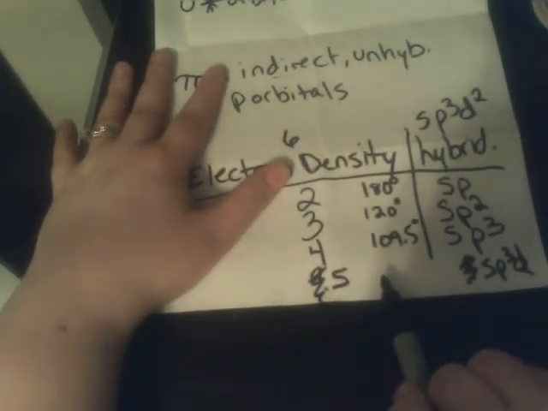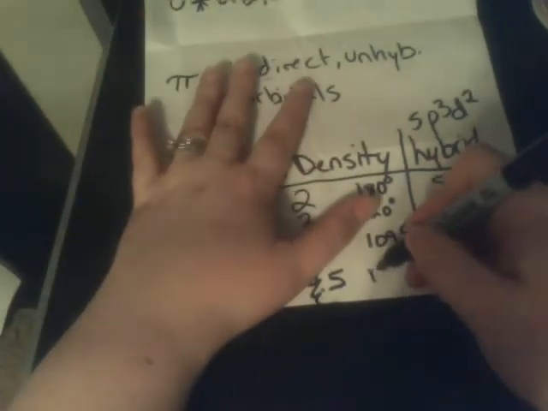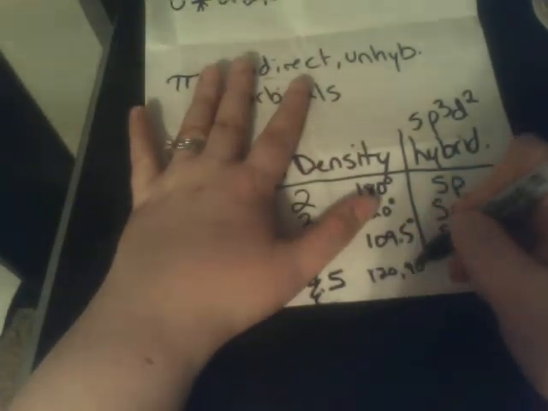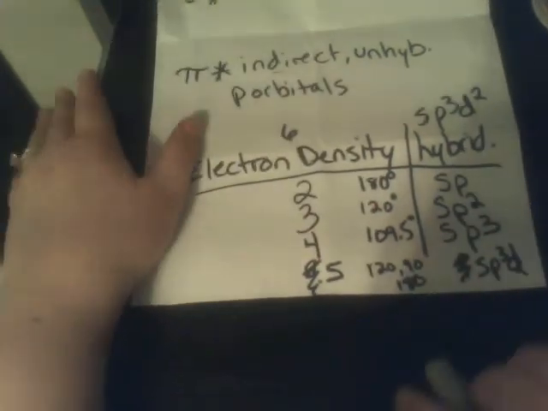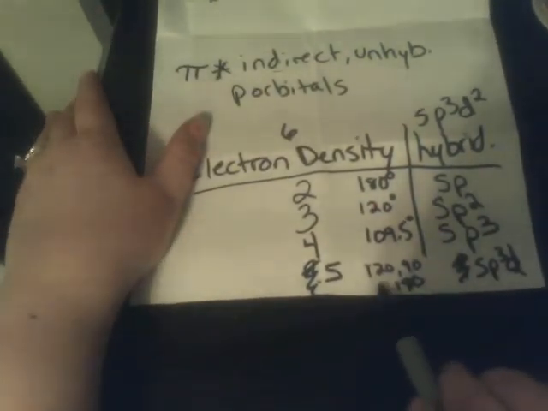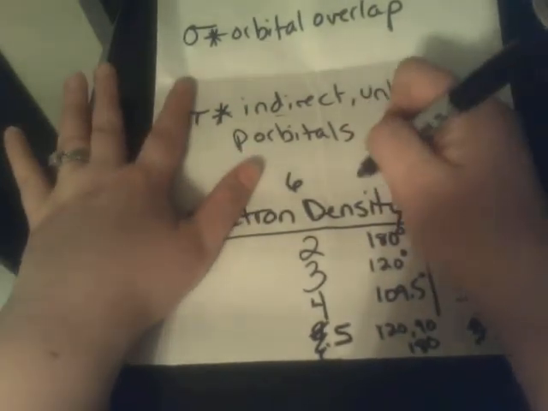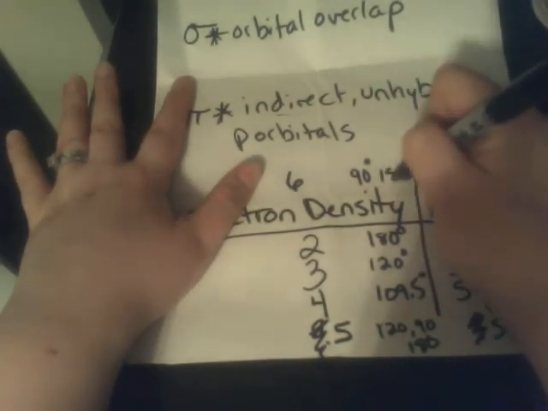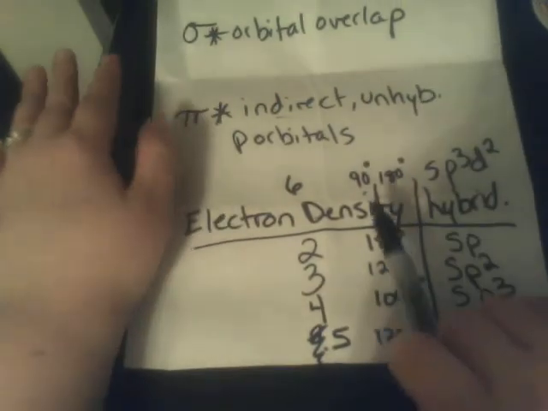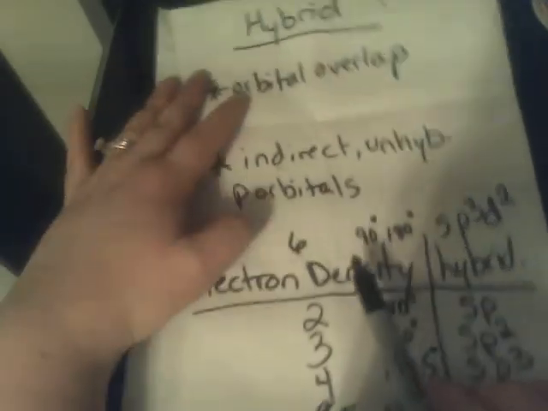How about 5? That's going to be our trigonal bipyramidal, so it's going to have a 120, a 90, and a 180. Remember the trigonal bipyramidal where we have our axial and equatorial positions? And then lastly, 6, which is our octahedral, that's going to have all 90 degrees. And 180 if you want to be picky, but 90 degrees would work for me.